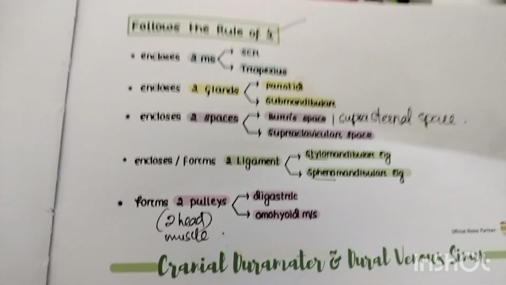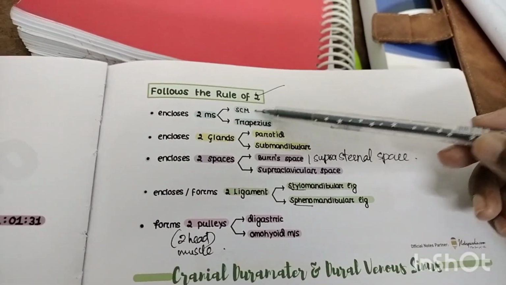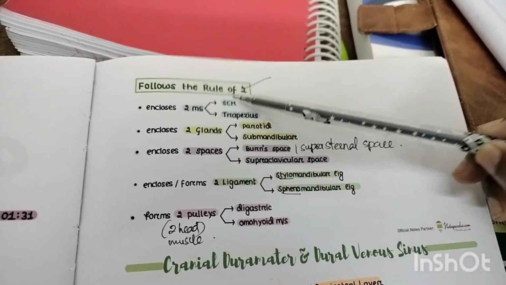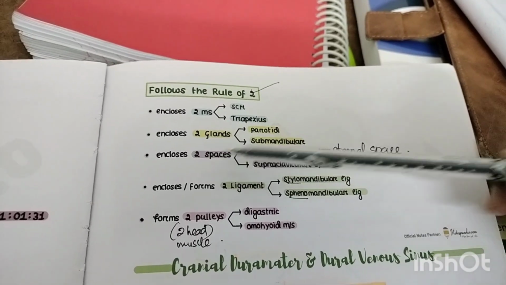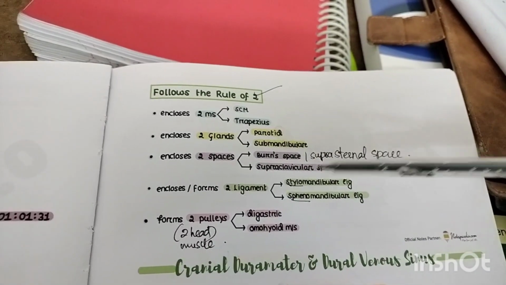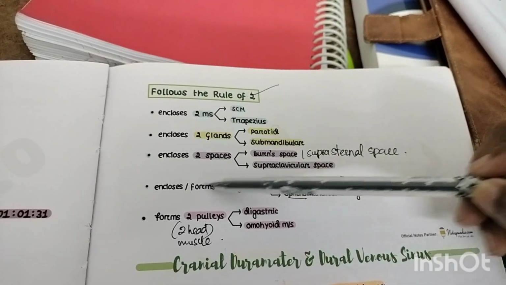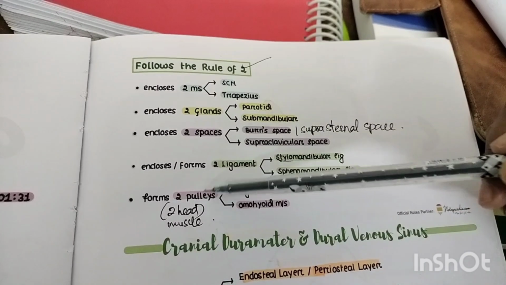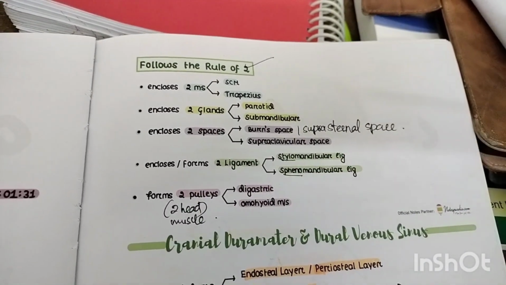The things which are enclosed by the investing layer follow the rule of two. It encloses two muscles, sternocleidomastoid and trapezius; two glands, parotid and submandibular; two spaces, that is suprasternal space and supraclavicular space. The suprasternal space is also called the space of Burns. Two ligaments, stylomandibular and sphenomandibular ligament, and it forms the two pulleys for the heads of two-headed muscles, that is digastric and omohyoid muscles.